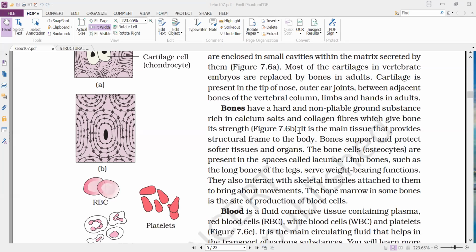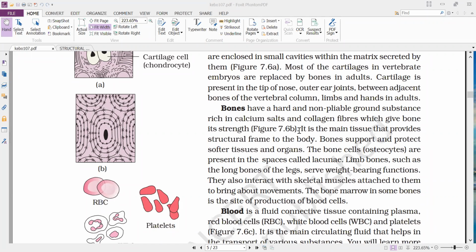Bones support and protect the softer tissues and organs that are present in our body, and also help in the attachment of different organs. That's why we call it the structural frame of the body. The bone is the structural frame of the body.